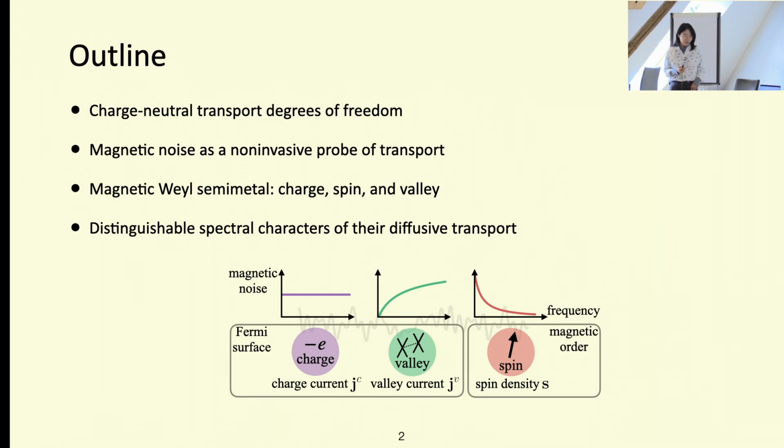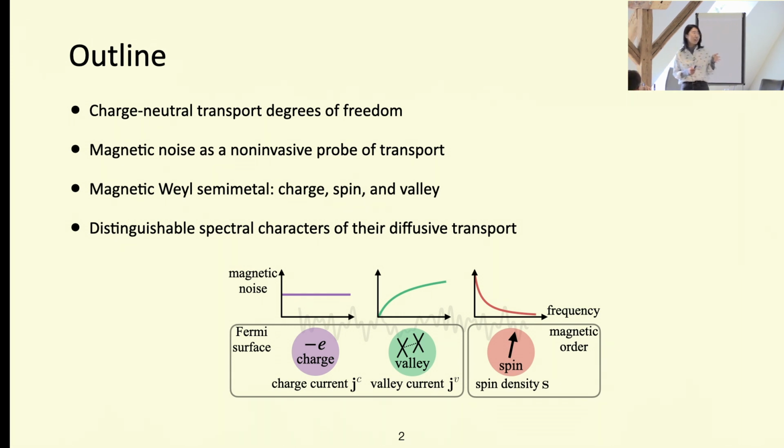Okay, so one important theme of our field is to explore transport of charge-neutral degrees of freedom. In addition to spin, many newly discovered quantum materials provide other promising options, for example, the valley degrees of freedom in semiconductors and Weyl metals. In this talk, I will introduce you to magnetic noise spectroscopy as a potentially very useful probe of exotic transport degrees of freedom in quantum materials.